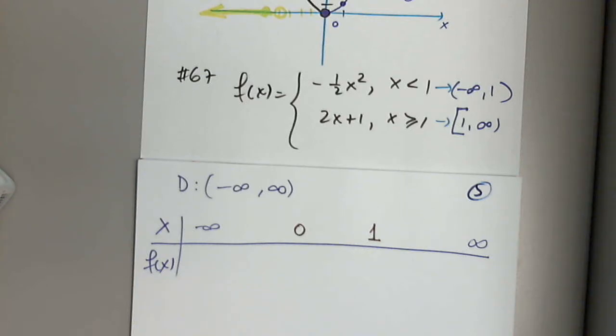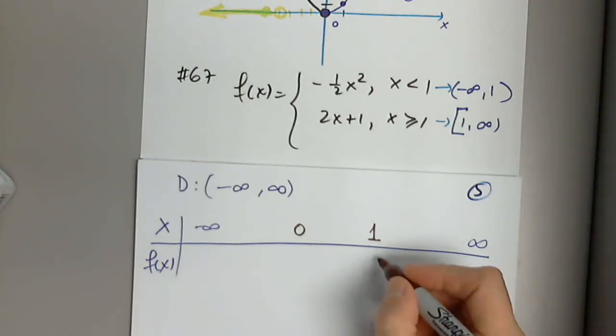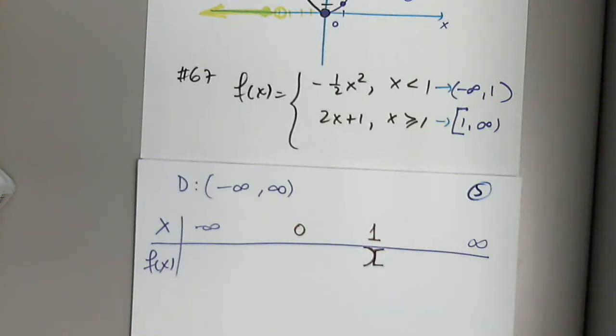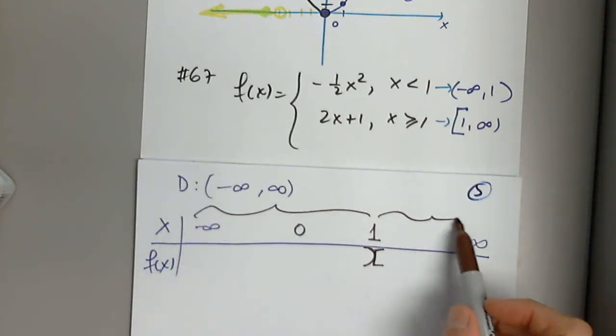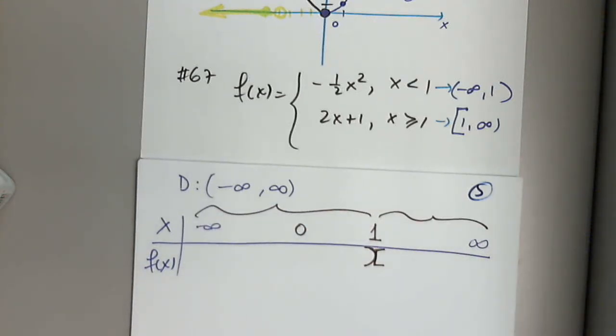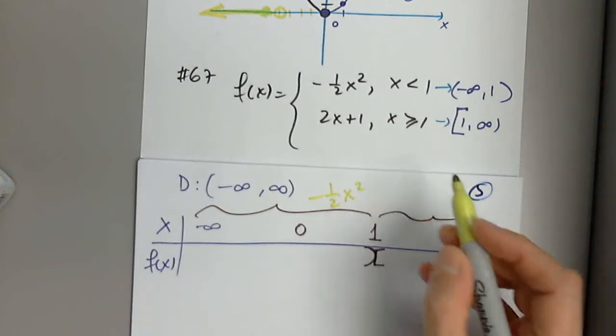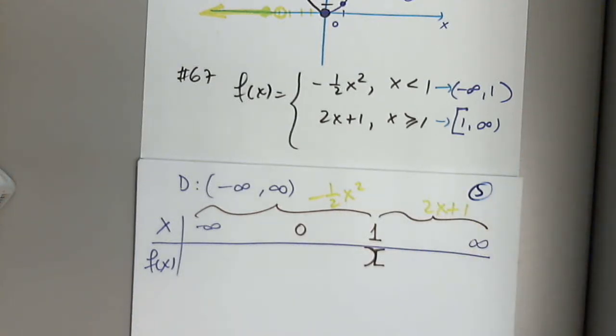No other number has two symbols under it. This is the only one. Parenthesis facing left and the bracket facing right. Very good. I know this is overkill, but I prefer it so I don't mess up. What function do we use? Which of the two functions do we use for the first territory, between negative infinity and 1? Negative 1/2 x squared. Very good. And obviously 2x plus 1 for the other one.